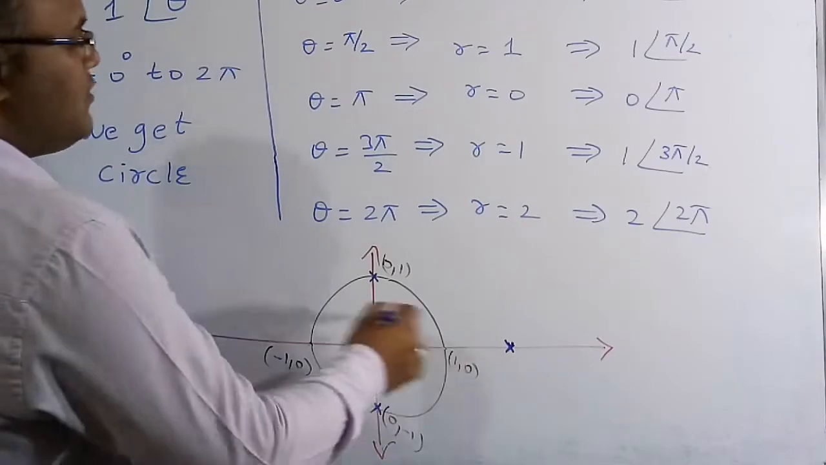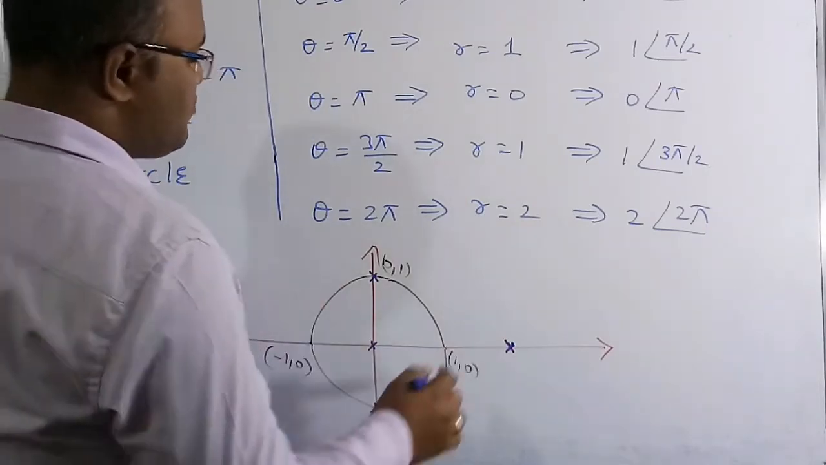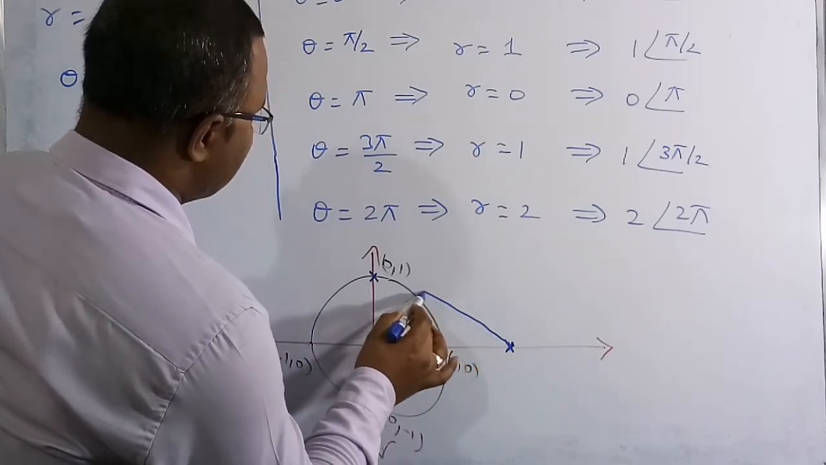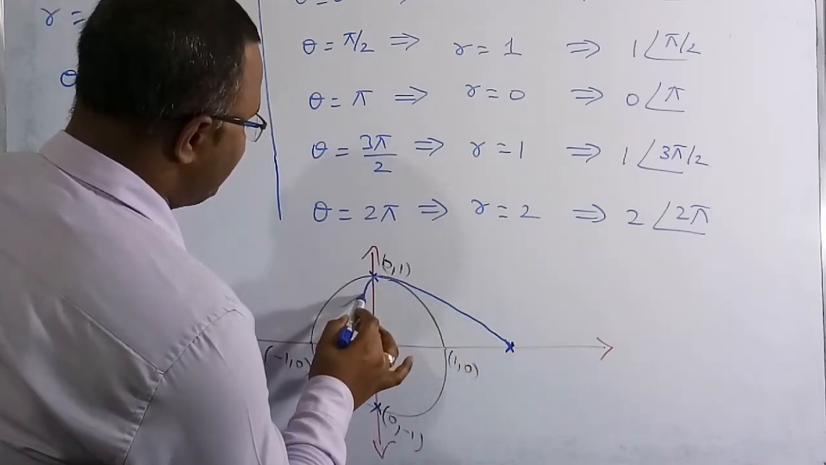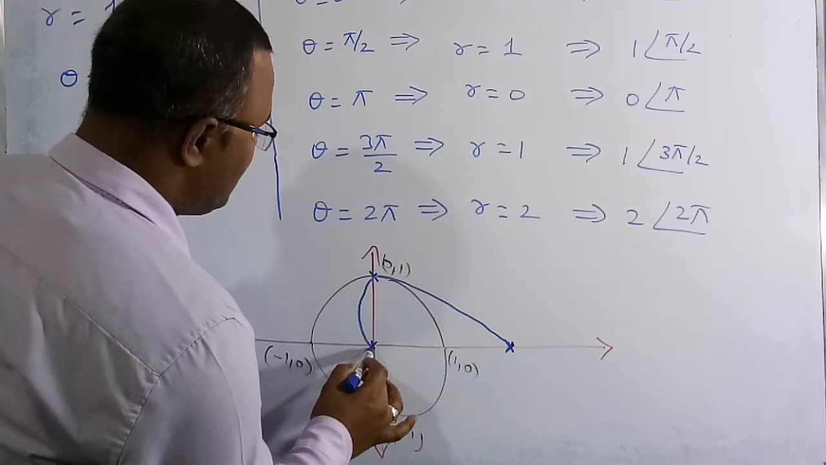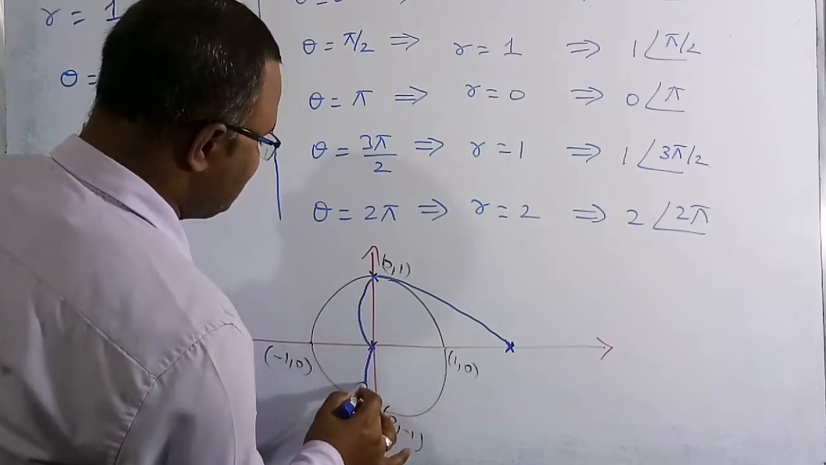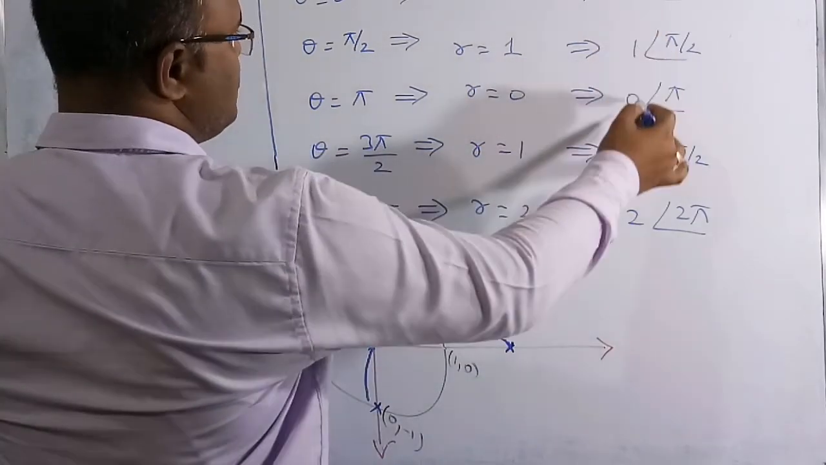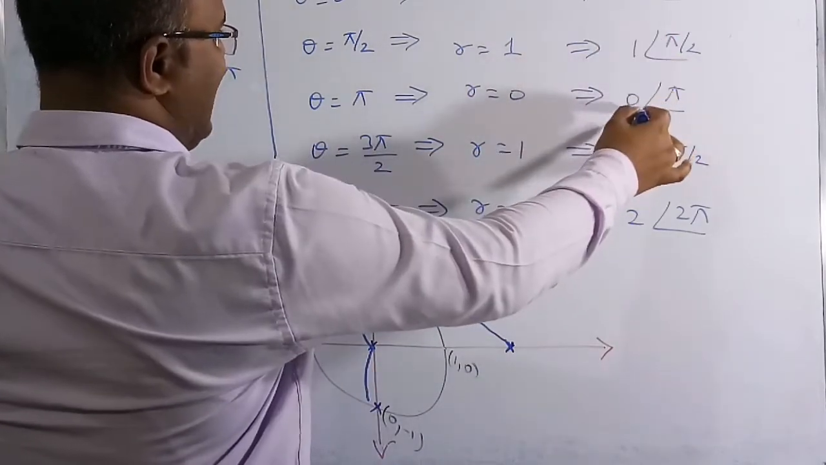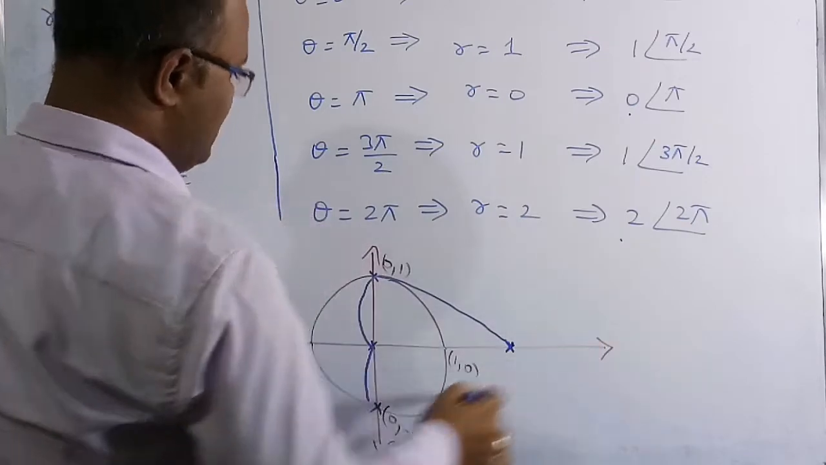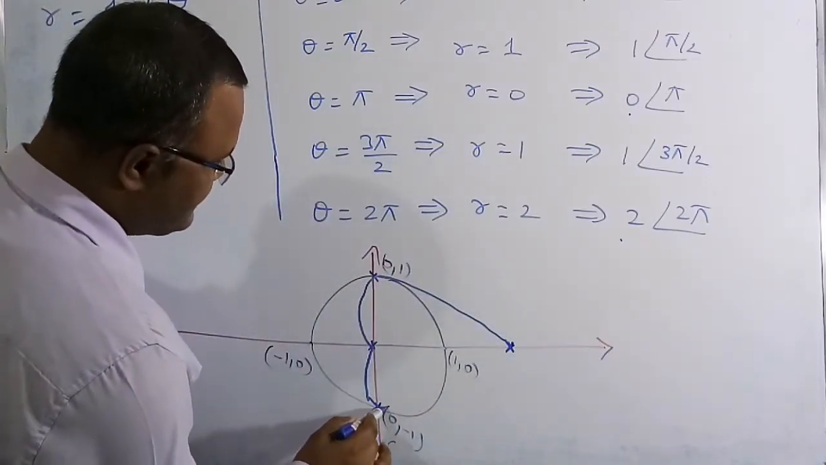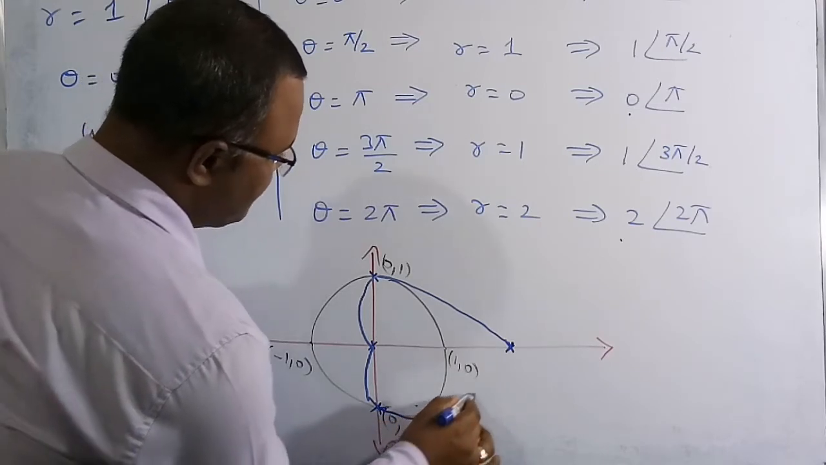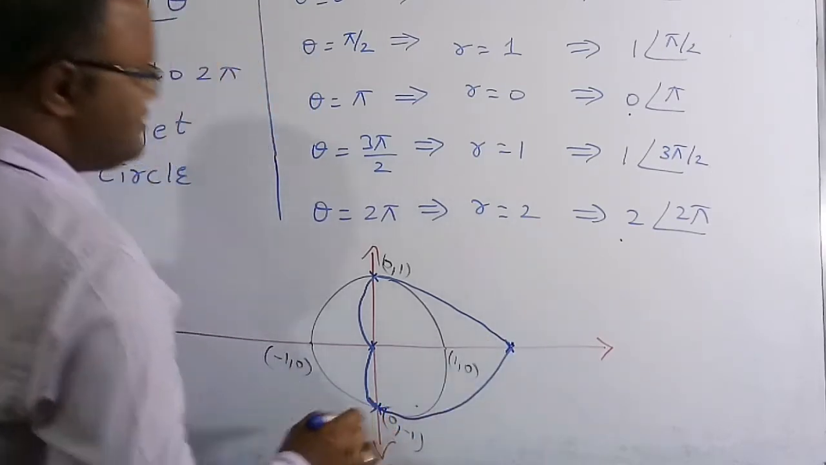So if you draw the locus of all these points, you are going to get a curve like this. As theta increases, the radius decreases and finally becomes 0. From 2 to 0 the radius was decreasing, and again it is increasing from pi. So it is increasing in this manner, and finally it becomes like this.